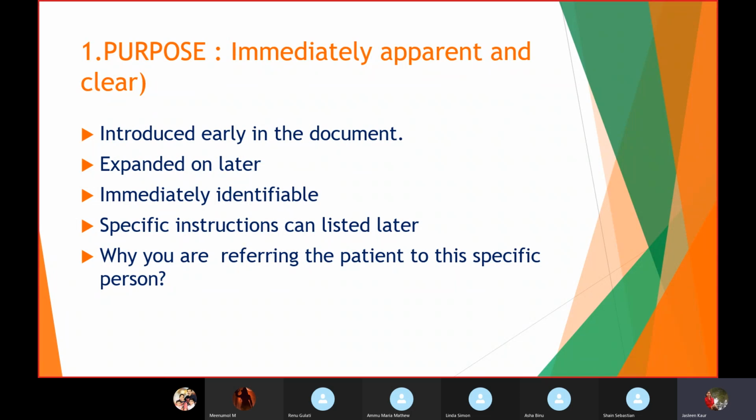When I say apparent and clear, that means clarity is very important. The reader asks why you are writing this letter, why it is so important. So you have to introduce this purpose in the introduction, and later the same purpose should be explained in the first paragraph; that is called expanded on later. Consider me the examiner, the person to whom you are writing a letter. I should be able to identify the purpose immediately without wasting any time. I should get it quickly, in the first line itself.